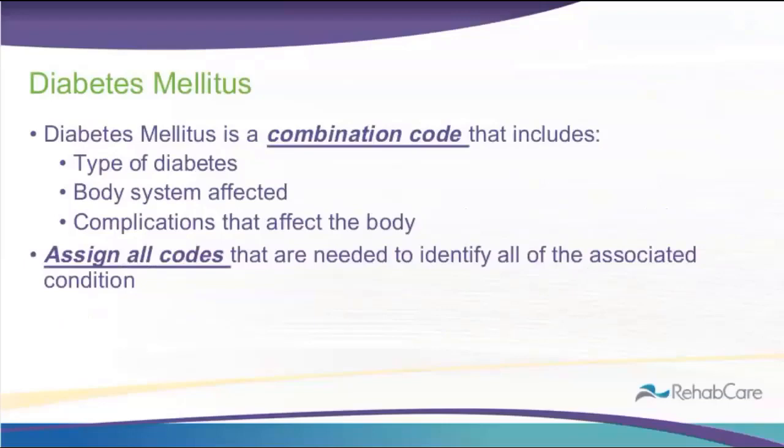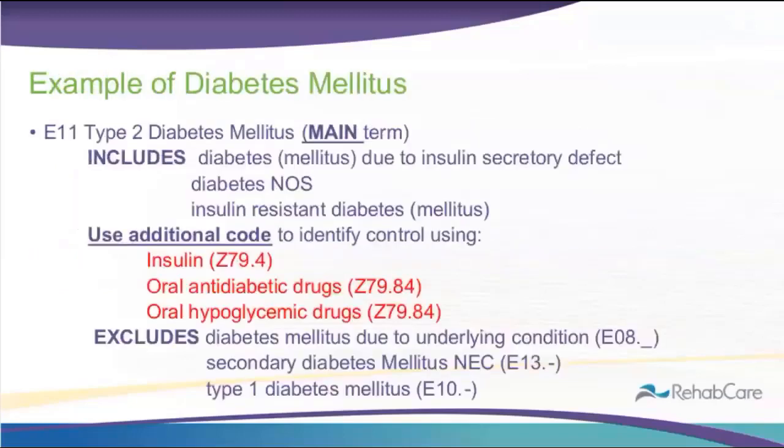Here's an example, diabetes mellitus, because a lot of our patients have diabetes. It is a combination code. So it includes the type of diabetes, the body system that's affected, and any complications that affect the body. So you have to assign all codes that are needed to identify all of the associated conditions. I got asked this question when I did the training the other day. If they have more than one issue because of the diabetes, you code all of those rather than just one combination code.